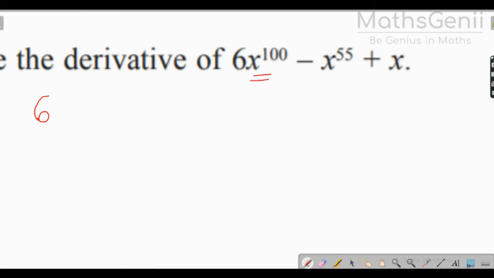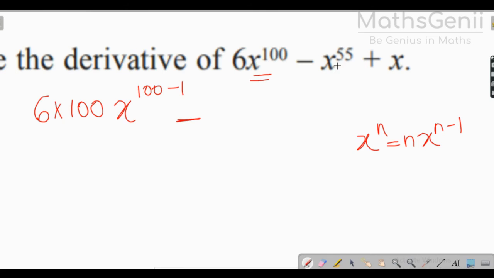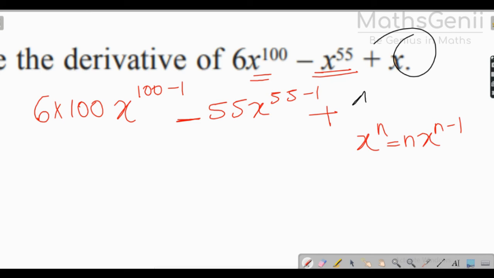This is of the form x raised to n. What is the formula of x raised to n? It is n x raised to n minus 1. So in this case, your n is 100. x raised to n minus 1, minus, again, this is of the form x raised to n, it is 55. And the derivative of x is 1 always. Derivative of x is 1.